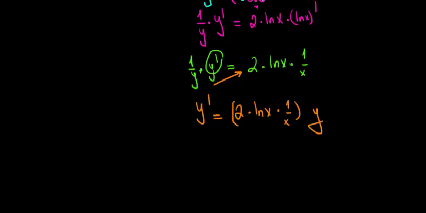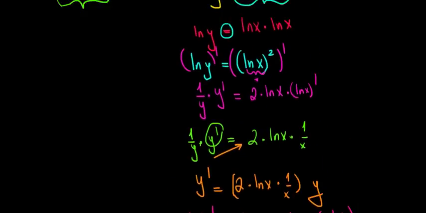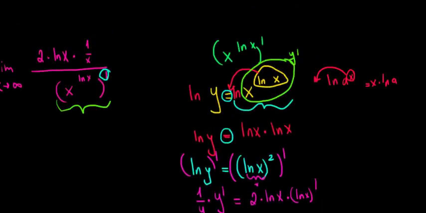And let's just substitute to finish it off. Y derivative, well, we said that y equals x to the power of ln x, and we differentiated. That was our whole goal. And it's equal to 2 times ln x times 1 over x multiplied with y, multiplied with what we said in the beginning, x to the power of ln x. And there we have it. That was our derivative. Now this whole thing, we did it for the sake of substituting into our limit.